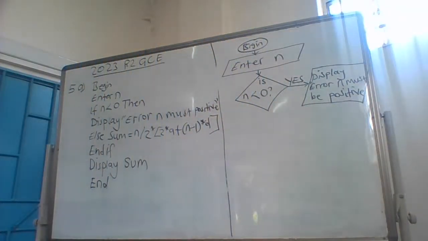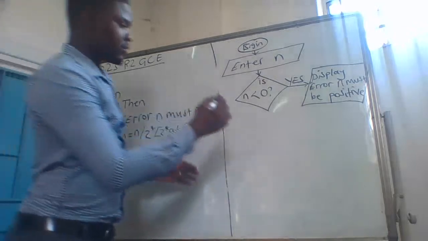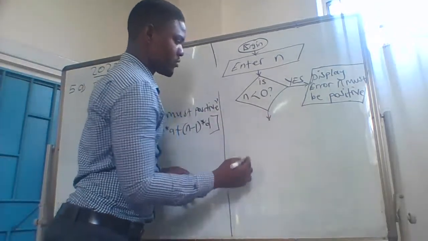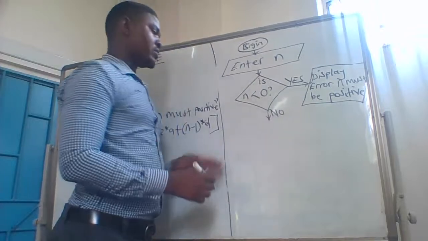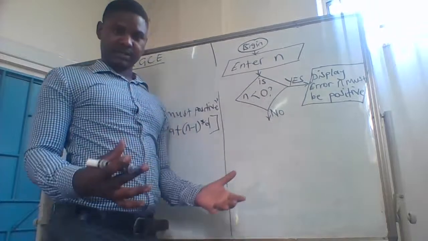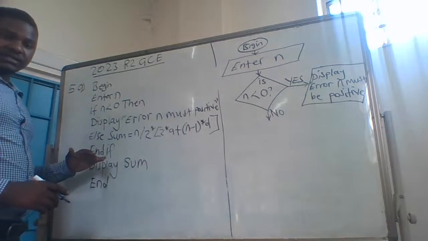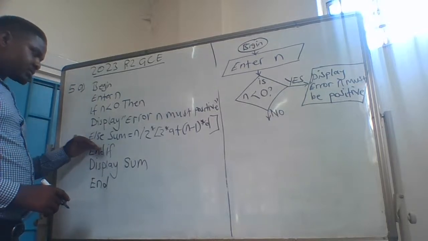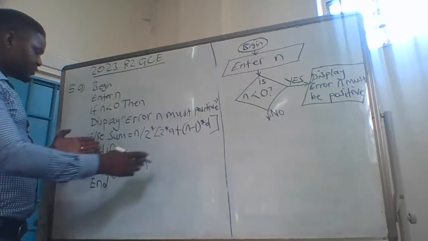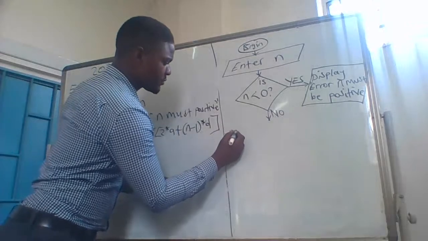Okay, then from there, we have now the part for no. This is the part for no. Is n less than 0? No. If no, then what? That is very important. If no, that is the part where it says else on the pseudocode. Else sum is equal to, so we need to write this whole stuff that we have been given here. Okay, and this is the way it will be.